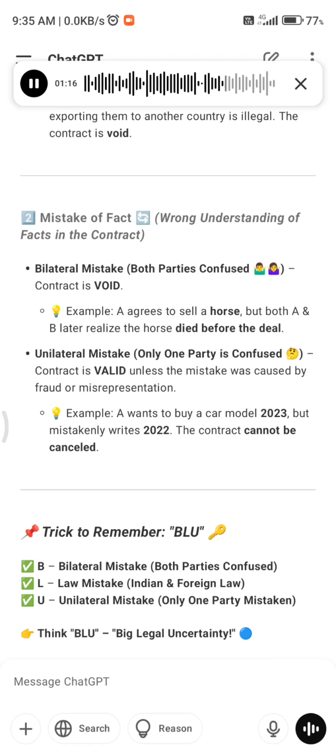The contract is valid unless the mistake was caused by fraud or misrepresentation. Example: A wants to buy a car model 2023, but mistakenly writes 2022. The contract cannot be canceled.